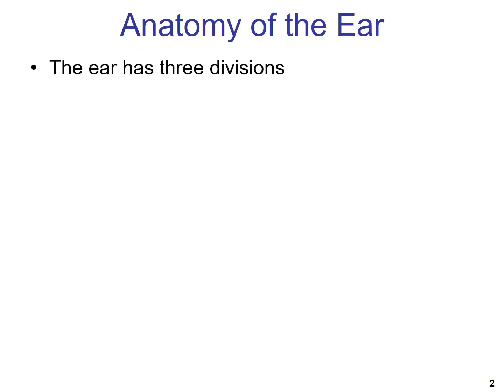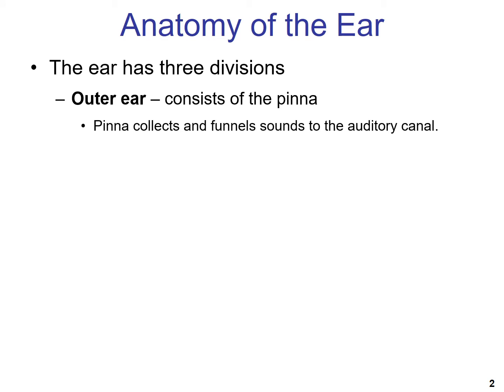Okay, so just looking at the anatomy of the ear, there are three divisions. The outer ear, which consists of the pinna and the auditory canal. The pinna is basically what most people think of as their ears. It's the outside of your ear, and it connects and funnels sound to the auditory canal.